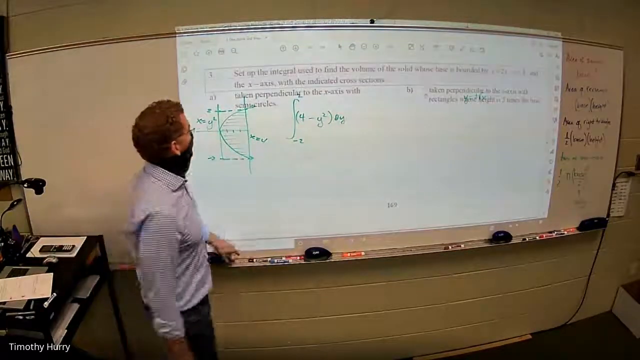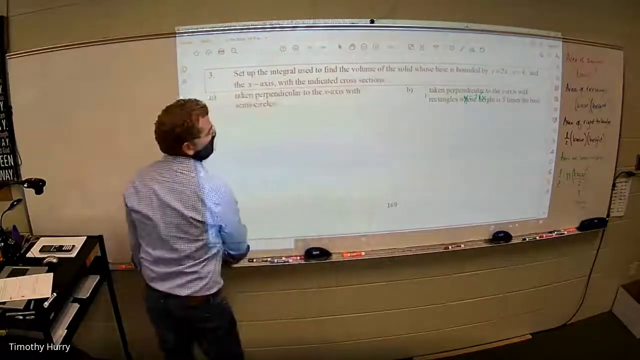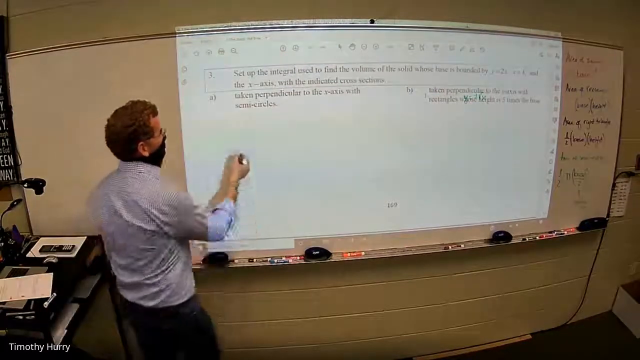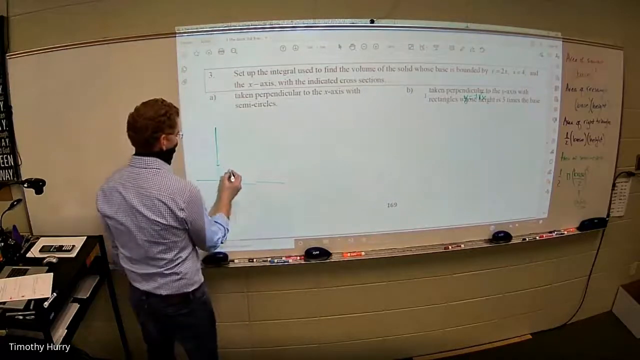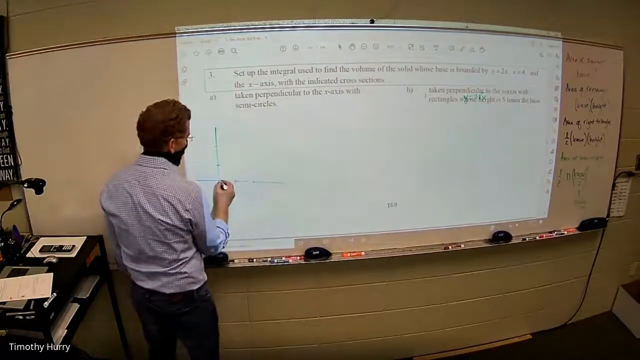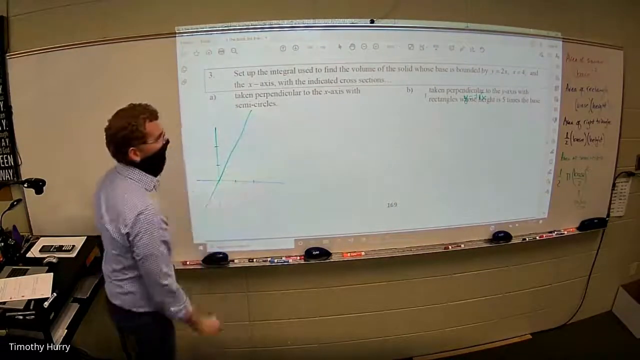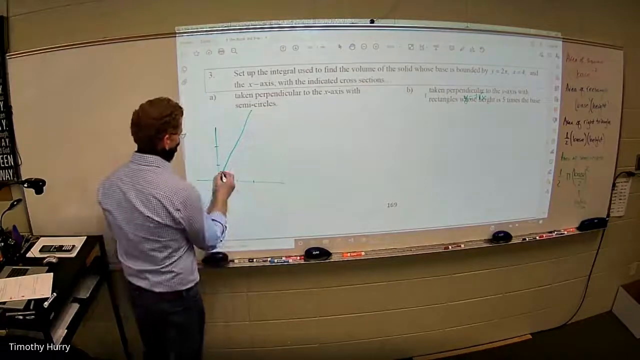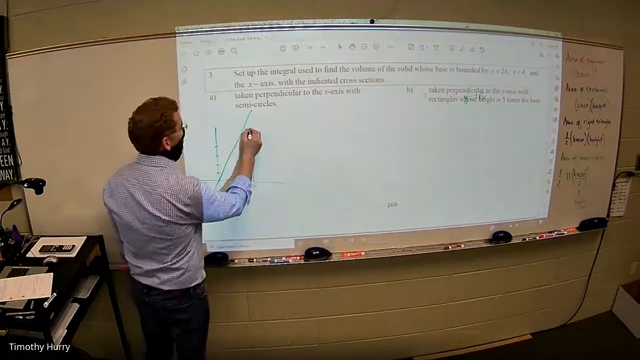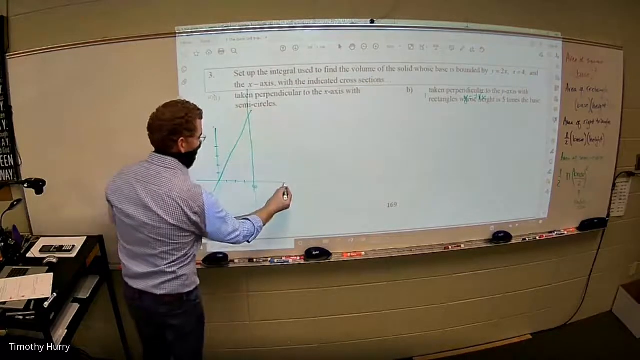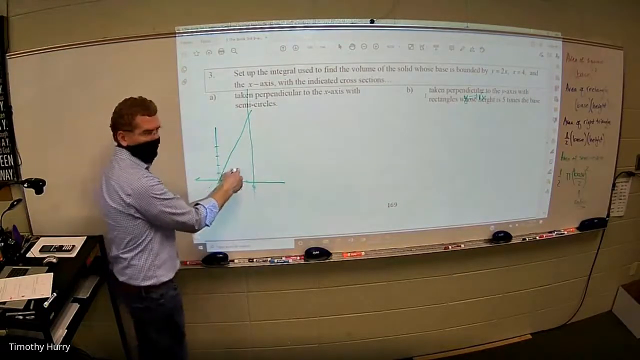Set up the integral used to find the volume whose base is bounded by those 3 lines. So just sketching that really quickly. I got y equals 2x. So if I scale this the same, it would look something like rise 2, run 1. The line x equals 4 would make it look something like that. And then it says the x-axis. So we're talking about this region right here.